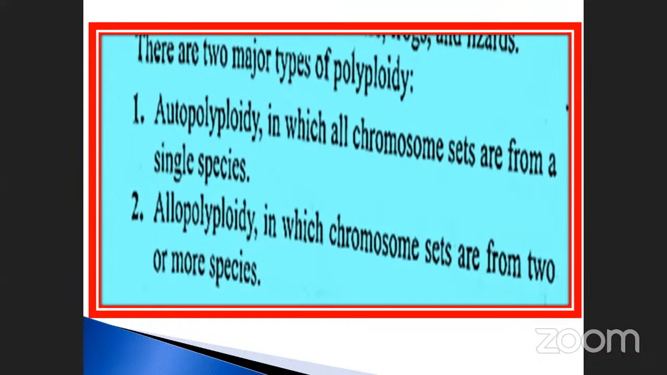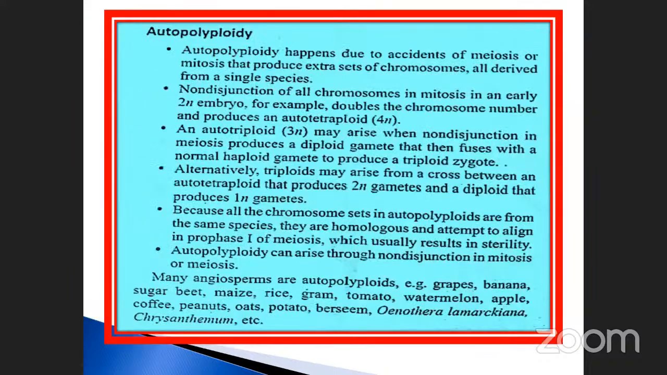But here, it is a single species, isn't it? Suppose it is different, where a variety of species or more species are involved, that is called allopolyploidy. We already discussed this, and we also discussed what autopolyploidy is, its nature, and examples in the previous classes.